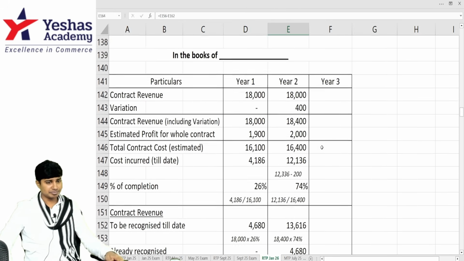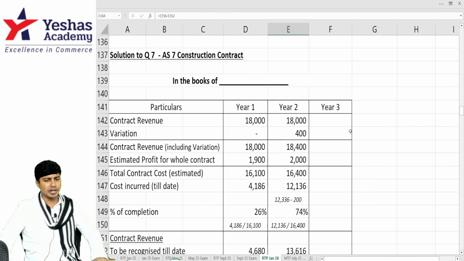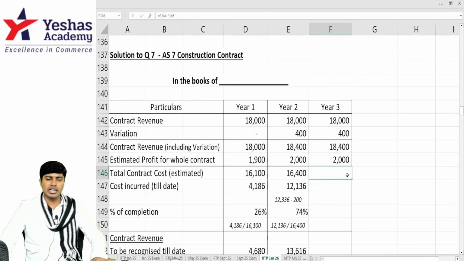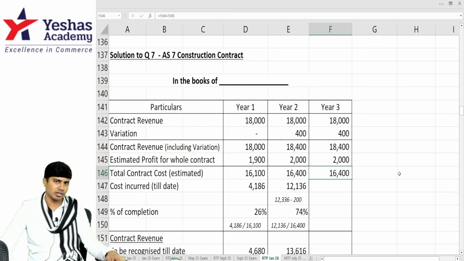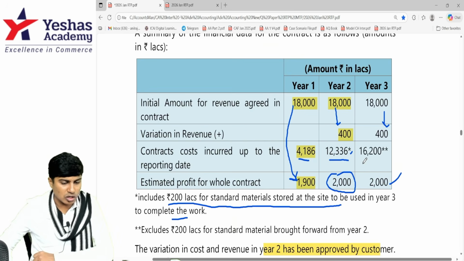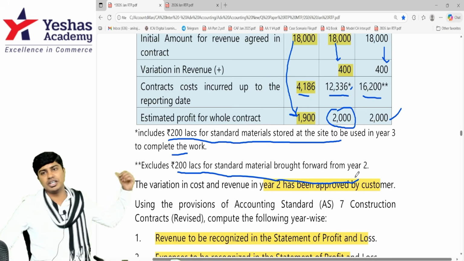Let's go to year 3. Year 3, again, revenue is same, 18,000 plus 400, 18,400. Profit that they're expecting in total contract is 2,000. If I deduct 2,000, I'll get 16,400 as the total contract cost. That's not changing. They're telling 16,200 is the contract cost incurred up to date. They've given 2 stars. Excludes 200 lakhs of standard material which was bought in year 2.